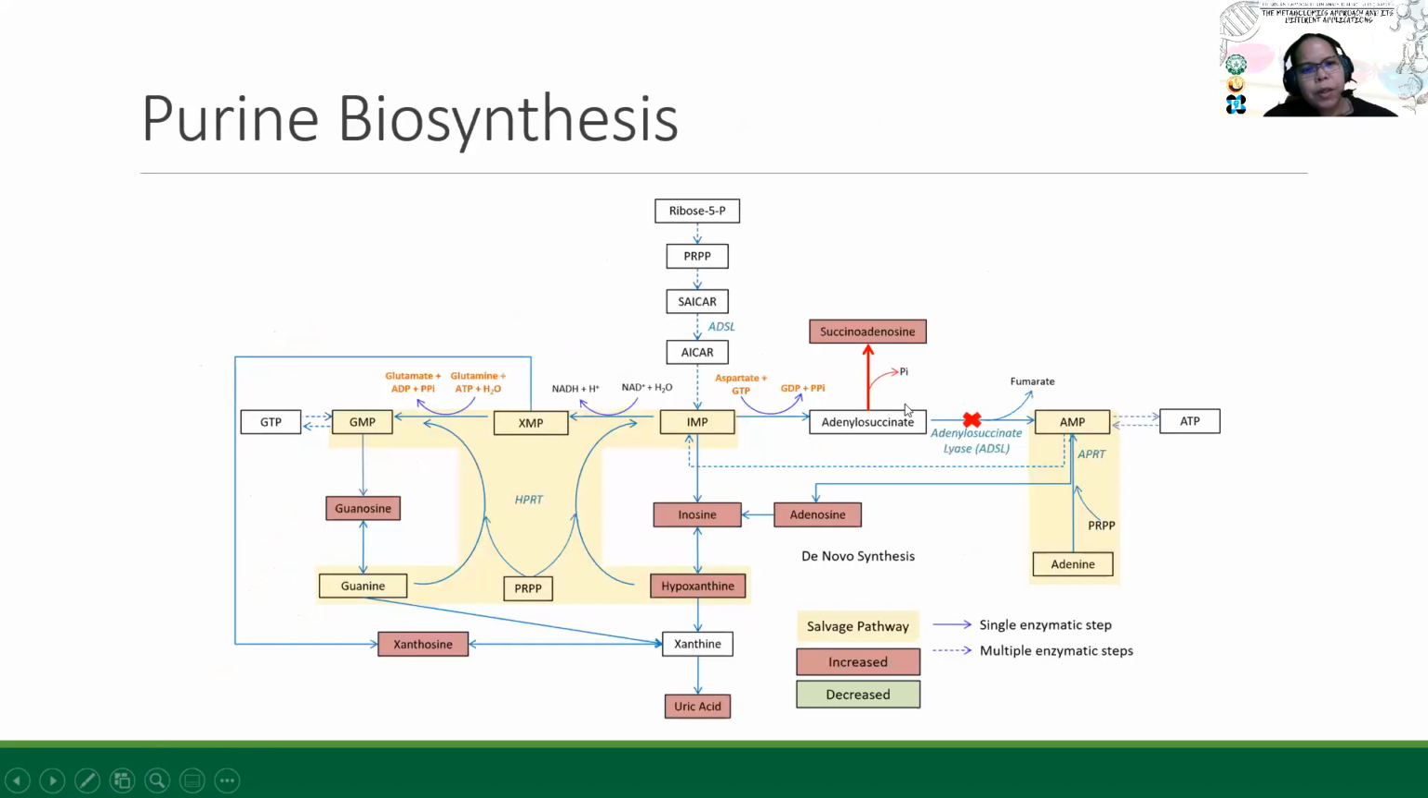So actually, if you look at the purine biosynthesis metabolic pathway, succinoadenosine is a product that is produced if the formation of AMP and subsequently ATP does not proceed. And the elevation of this metabolite is actually a bad indication. This indicates that there is a failure of the conversion of adenylosuccinate into ATP. And ATP is a main energy source in terms of the metabolic pathways. Therefore, this elevation of succinoadenosine can be indicative of the dysfunction of this pathway.